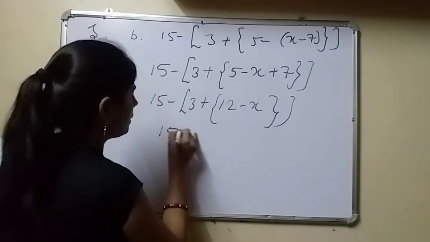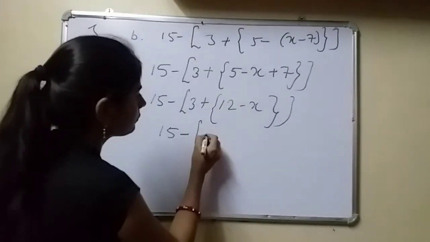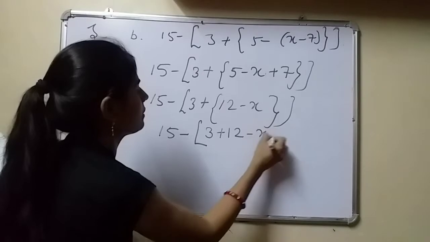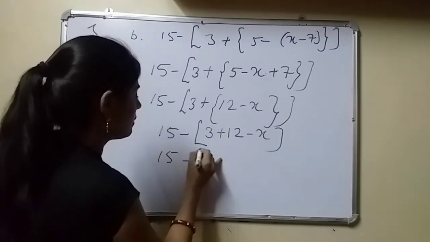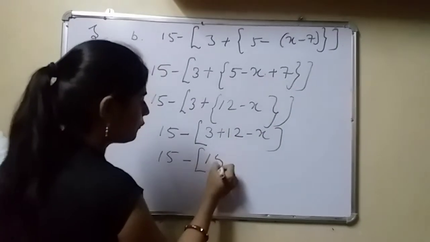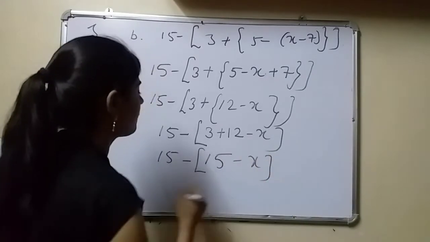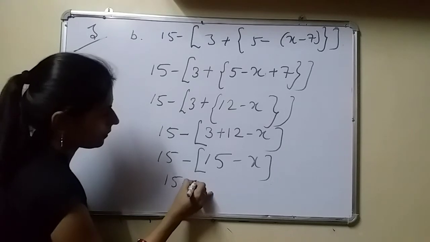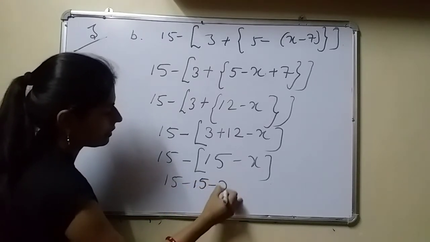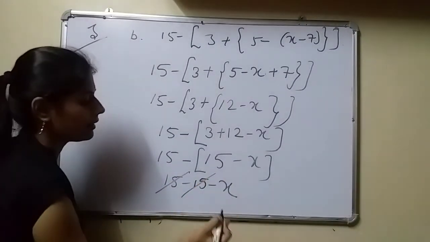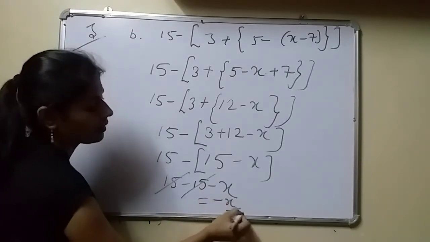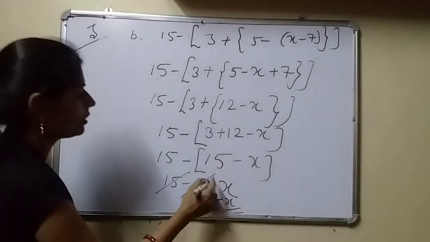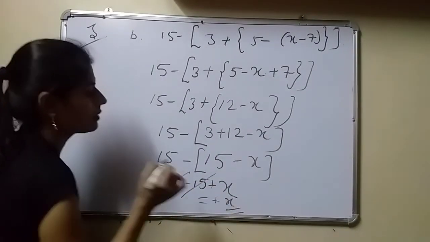Okay, now see, 15 minus, open the curly bracket, 3 plus 12 minus x. So 15 minus, it will become 15 minus x. Now see, 15 minus 15 minus x. So divide it, minus x is your answer. Sorry, it will also become plus, so answer is plus x.